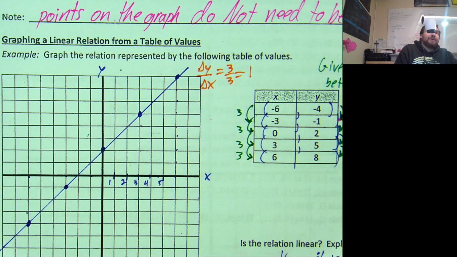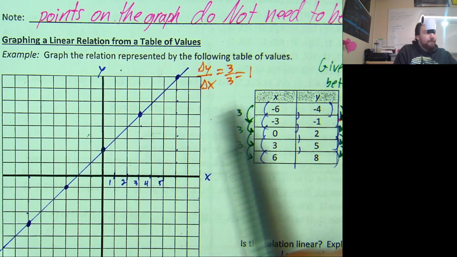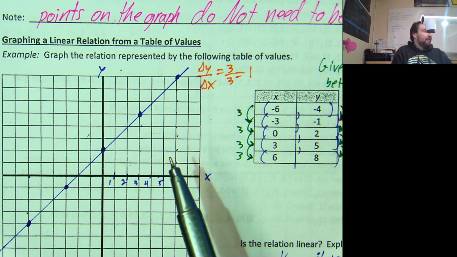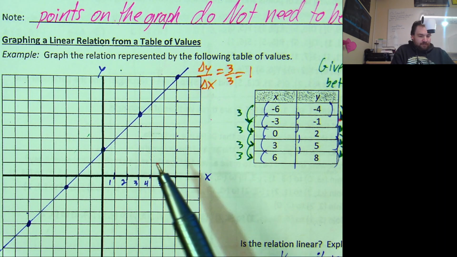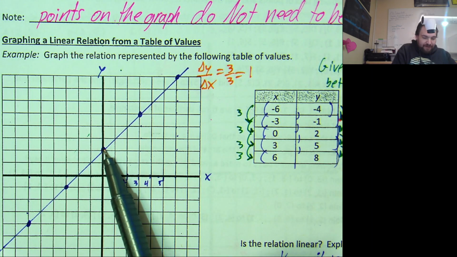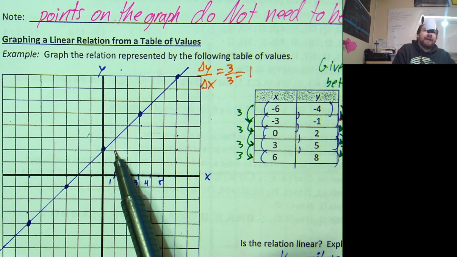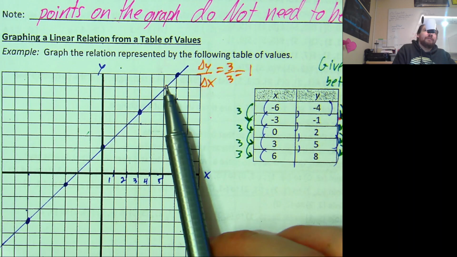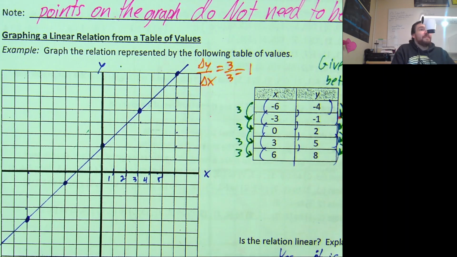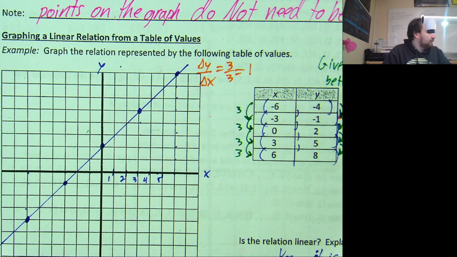Which then we look at the graph. The slope means that if I go up 1 in x, I should go up 1 in y. So if I go from 0 to 1, I'm going to go up 1. Over 1, up 1, over 1, up 1, over 1, up 1. That's slope. That's all it is. It doesn't have to be hard.